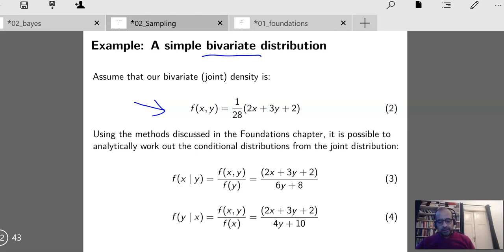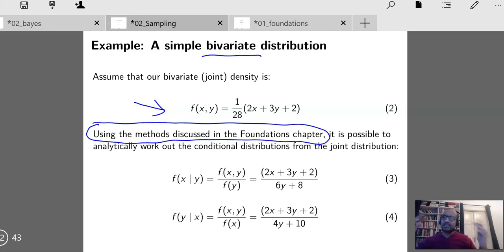It says here, using the methods discussed in the foundations chapter. This actually refers to a much more extensive 13-week course that we teach. So we have not taught you any of the calculus that's needed for doing all this work. But if you already know calculus, once you know this joint distribution, you can figure out the conditional distribution of x given y and of y given x. So we have given you the solution here. You can certainly work this out analytically. It's not very difficult, but it needs some background in conditional probabilities and in solving some equations.